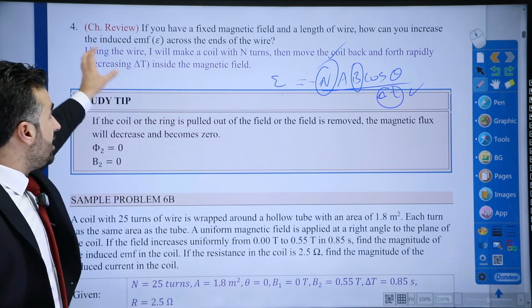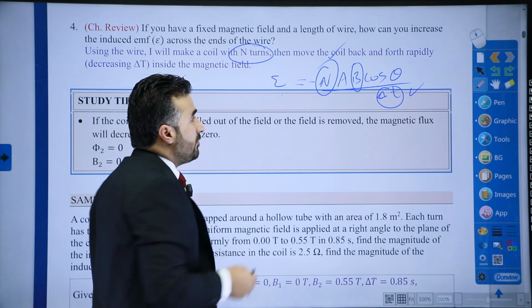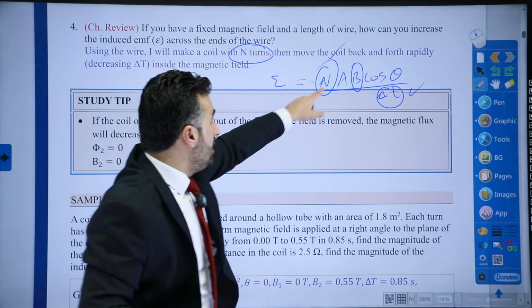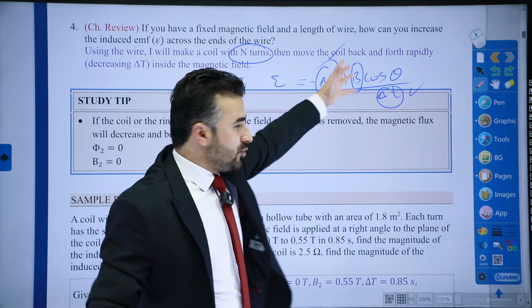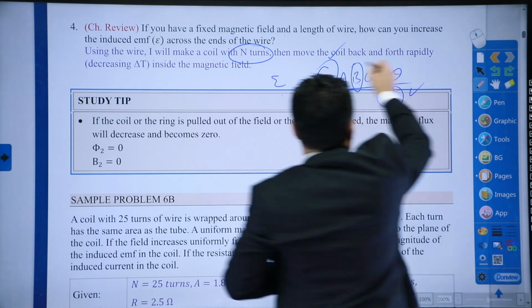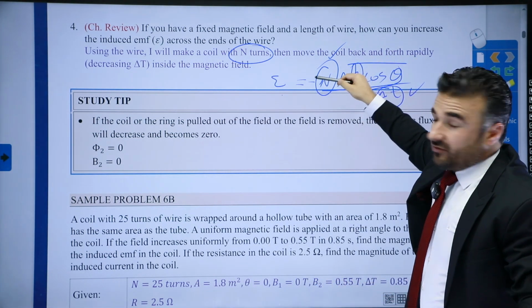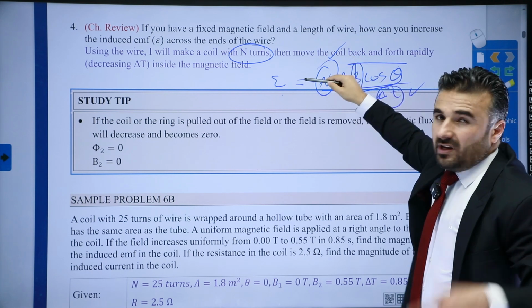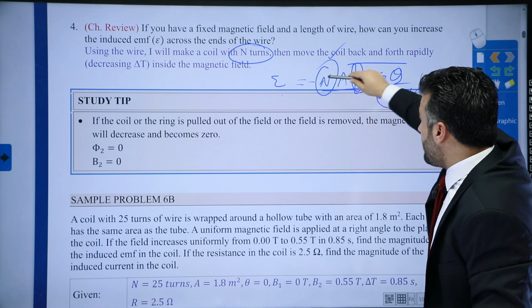So we can say, using the wire, I'll make the coil with n turns, because once again, that is the equation. B is basically fixed or constant, so we cannot change that. And we can move perpendicular to it, so cosine theta is fixed here. Now, we're either going to change the area or change the number of turns, but it would be easier to change the number of turns because it is more practical.